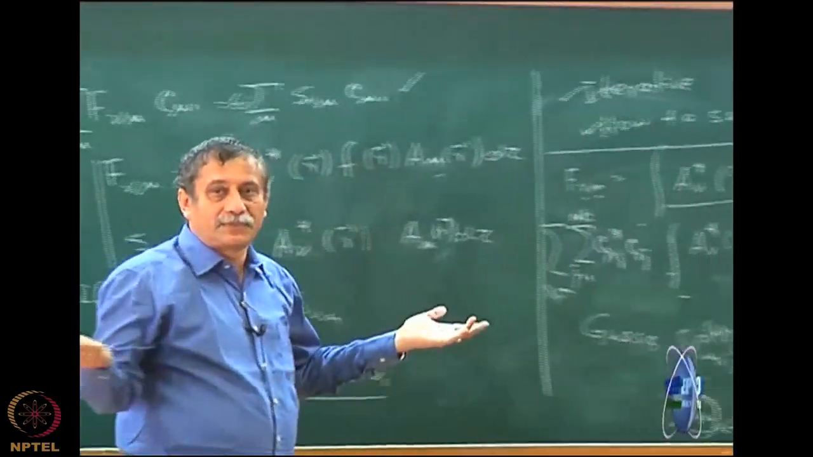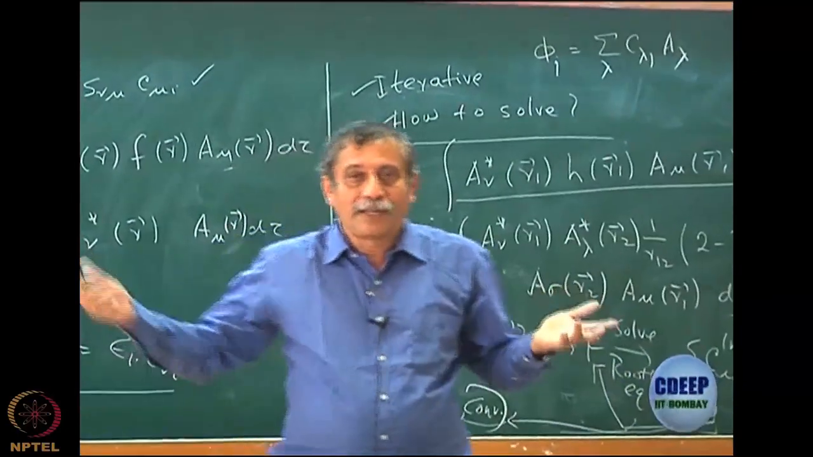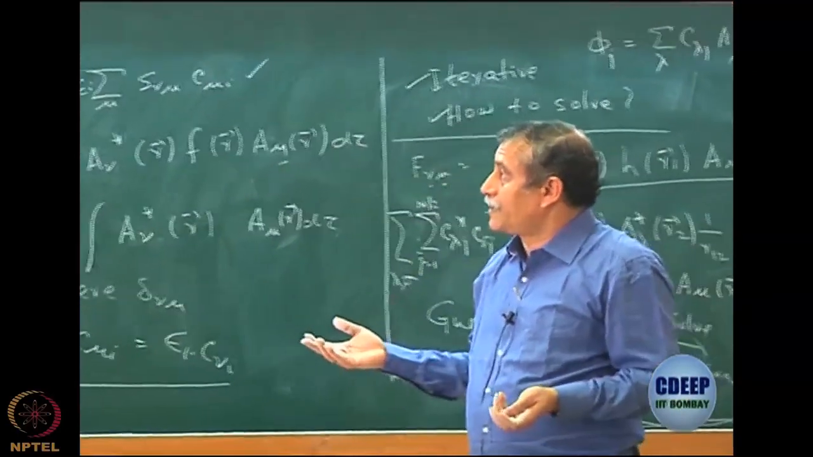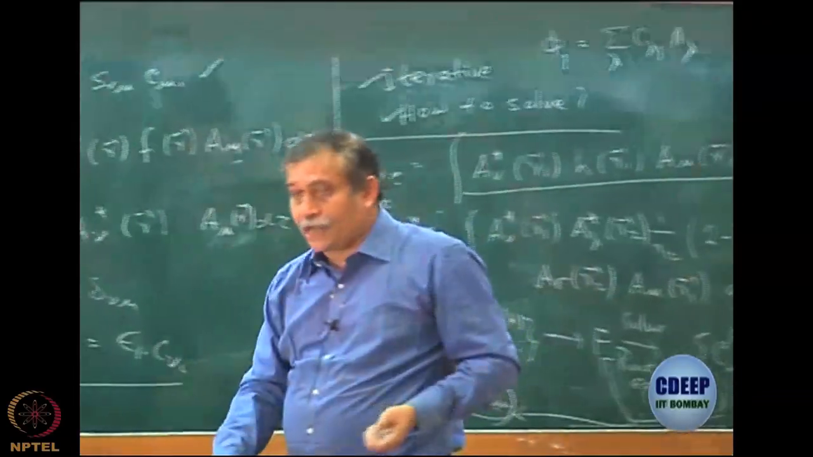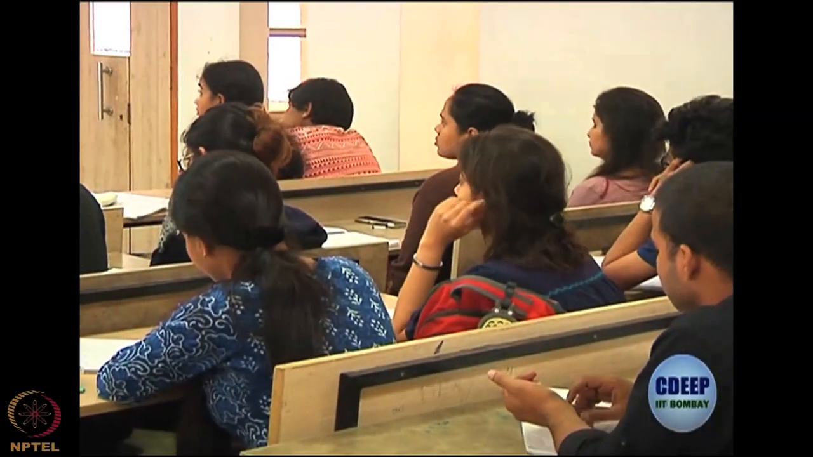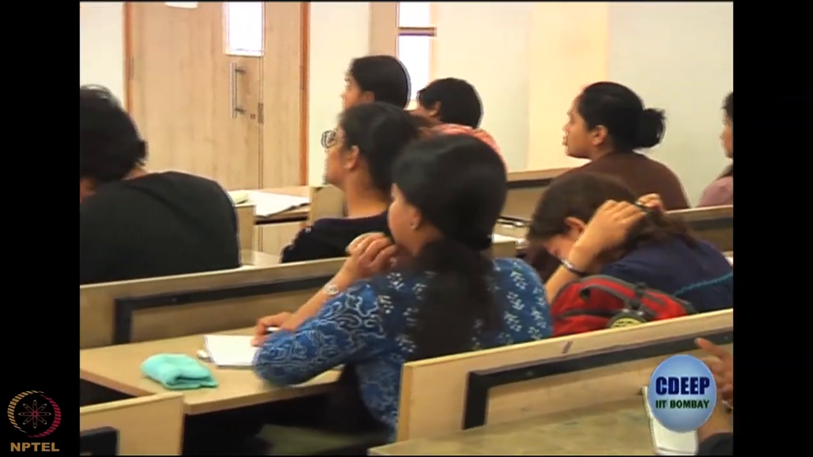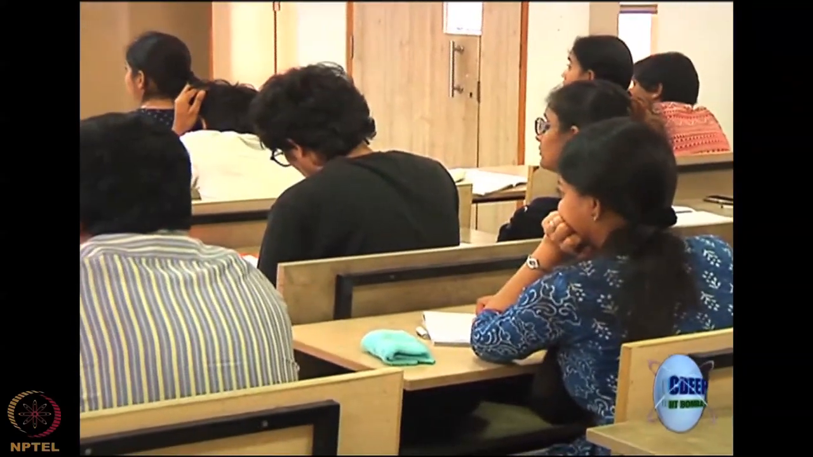So it's m to the power 4, which is a really very large number. You can see very quickly, typically today, if you use a basis of 100, you can imagine what 100 to the power 4 is. You're talking of, you know, 100 million.